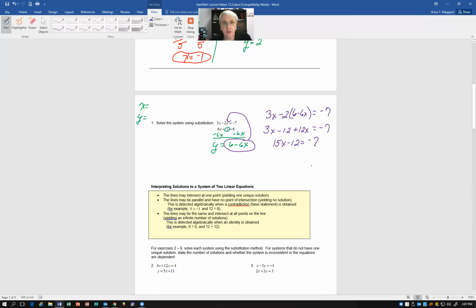15x minus 12 equals negative 7. I will add 12 to both sides. I'm trying to get the x by itself, right? So I get 15x equals 5.